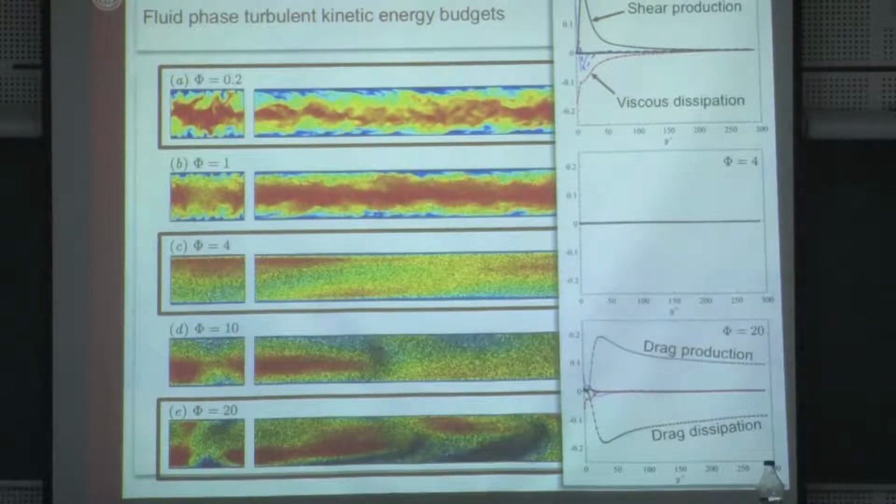There's a bit more. We're not going to go into details here. This behaves essentially like a single-phase flow. The particles don't play much of a role in those dynamics. This corresponds to what we studied before with our CIT problem. Those other terms, shear production, viscous dissipation, they don't play a role.